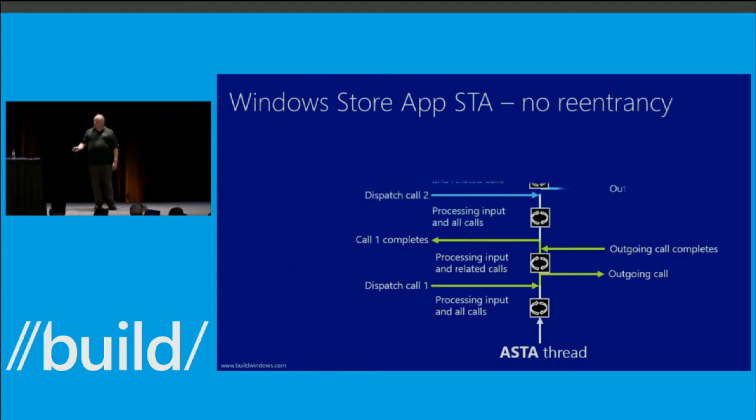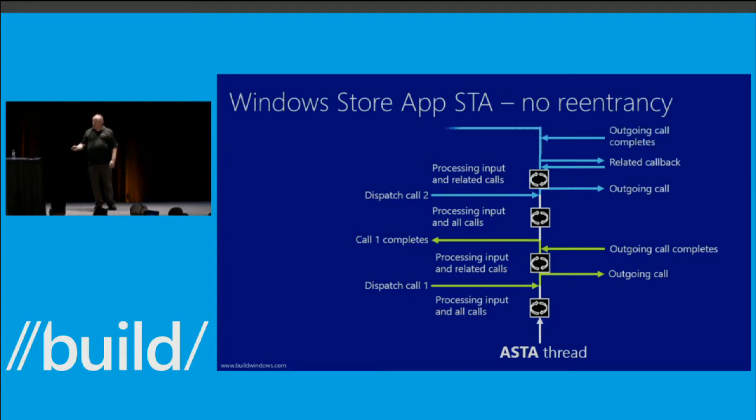And then that dispatched call makes an outgoing call, which can call back to us. The logical thread connection allows that related item callback to come back to us. And finally, the outgoing call completes. And so this shows you how Windows Store app threading protects you from reentrancy, and it allows those other items to wait in a queue so that they come to you at the right time and avoid the problems of reentrancy.